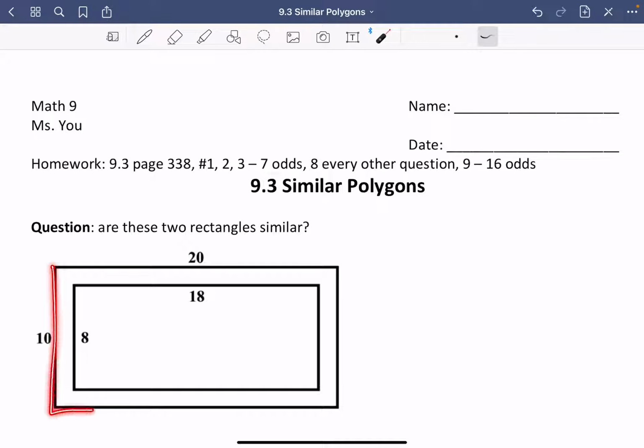So the first rectangle, the bigger one outside and the smaller one inside. Are they similar to each other? Think about it or take a guess. Now, because the question tells you already that there are two rectangles, so we know for sure that the four corners are 90 degrees.